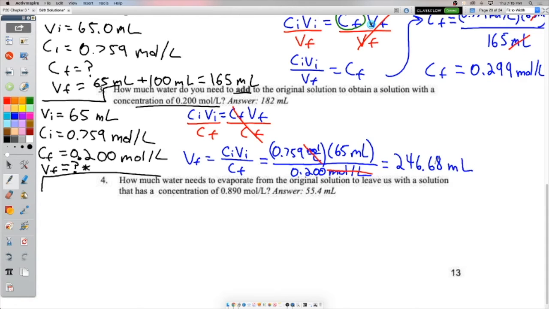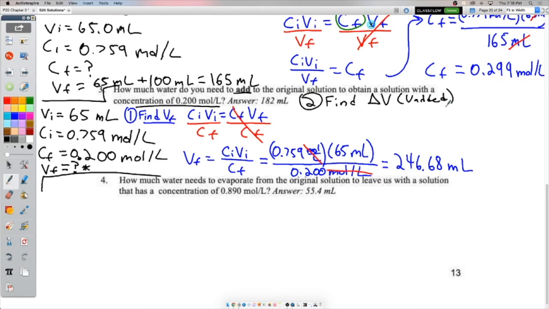I'm keeping some extra decimal places because I know I'm going to have to use this answer again in a sec. Let's call that step one: find VF. It's a two-step question. Now we're going to go into step two: find the change in V, but it's V added. That's the V that we added, whatever our change was, how much we added.